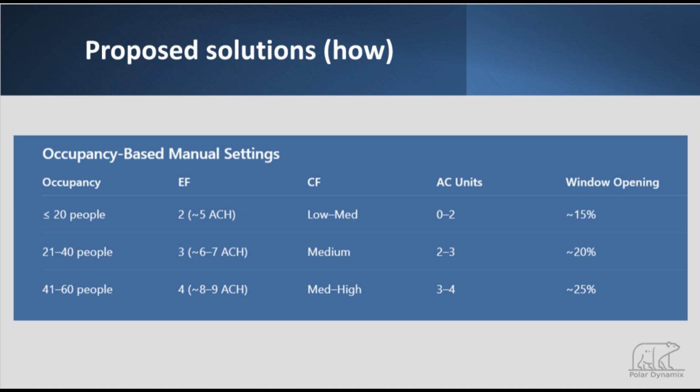For 21 to 40 people, 3 exhaust fans are used, giving approximately 6 to 7 air changes per hour. Ceiling fans run at a medium speed. 2 to 3 air conditioning units are operated, and the window opening is increased to about 20%.